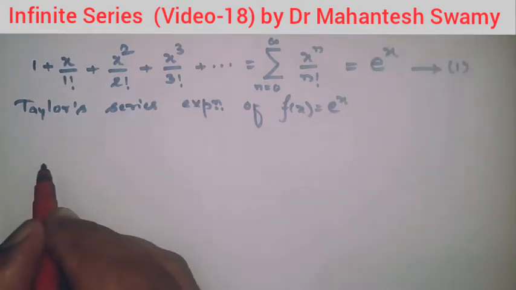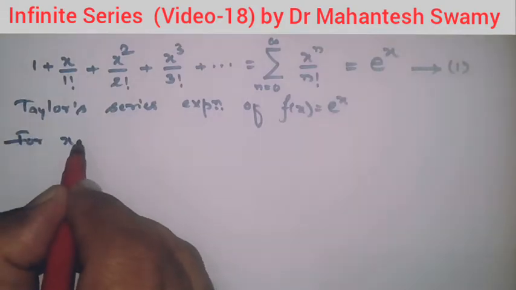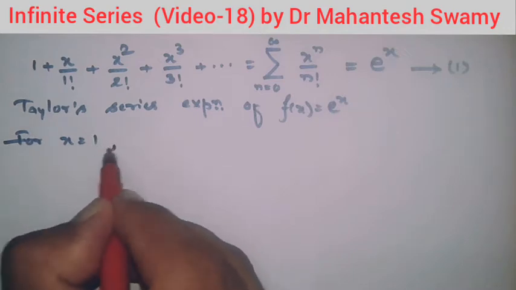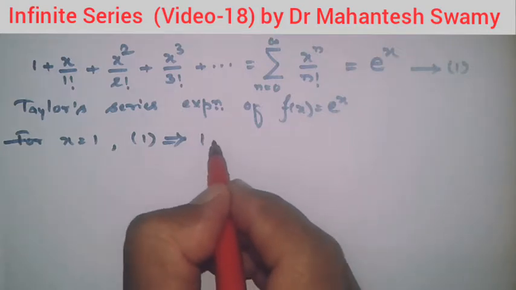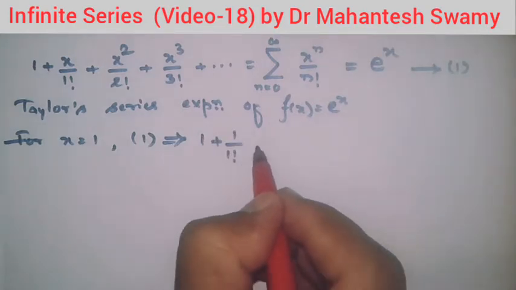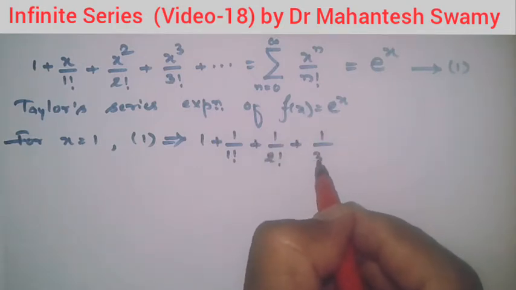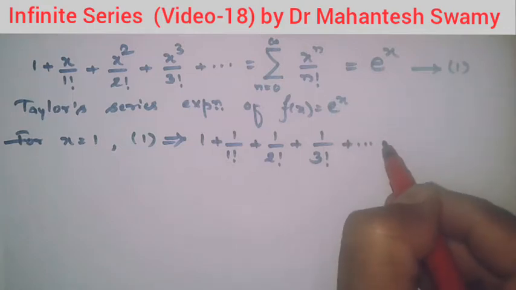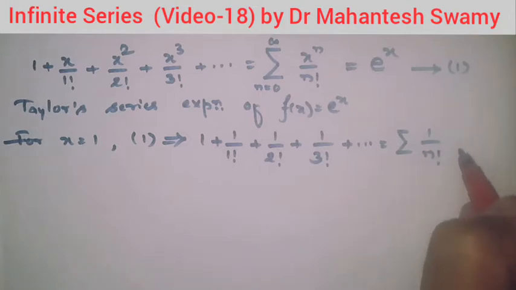Now let us have some special cases of this. For x equal to 1, the above exponential series becomes 1 plus 1 by 1 factorial plus 1 by 2 factorial plus 1 by 3 factorial plus dot dot dot, that is equal to summation 1 divided by n factorial, and the answer is e to the power 1, so it is e. Let us take this special case as series 2.